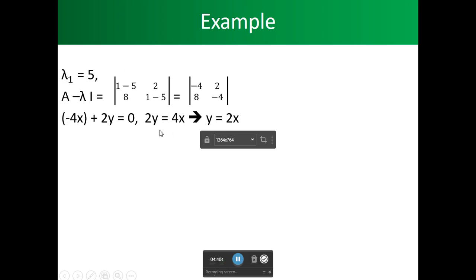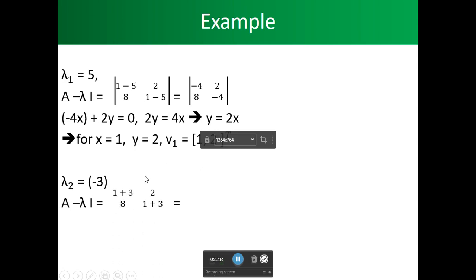So what we would like to do is convert this over, and we see that if we bring the 4x to the other side of the equation, we get 2y equals 4x, which implies that y is equal to 2x. Okay, so that means that if we plug in x equal 1, then y equals 2. And we have the components 1 and 2. So that's our eigenvector. We found our first eigenvector.